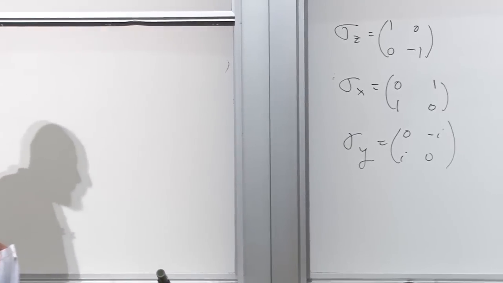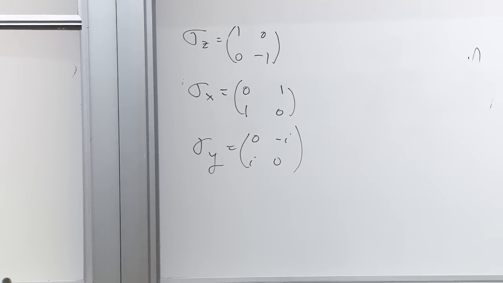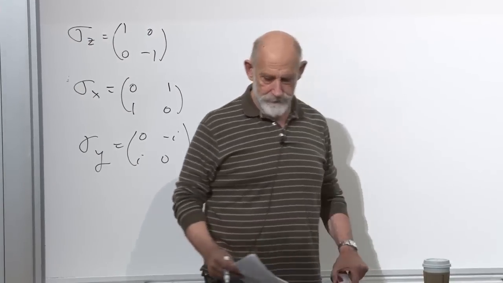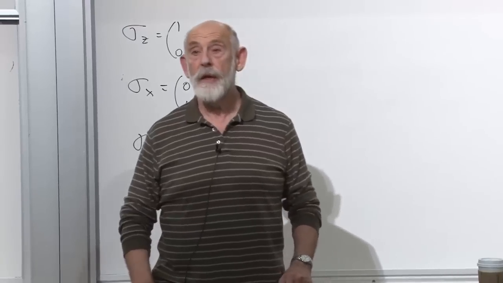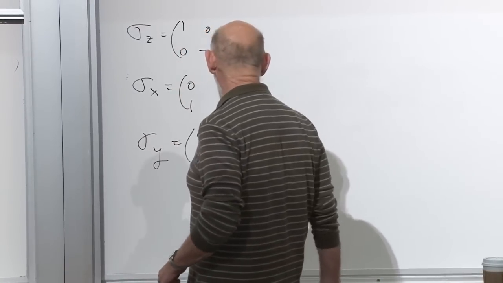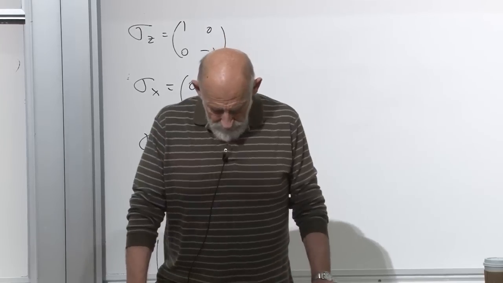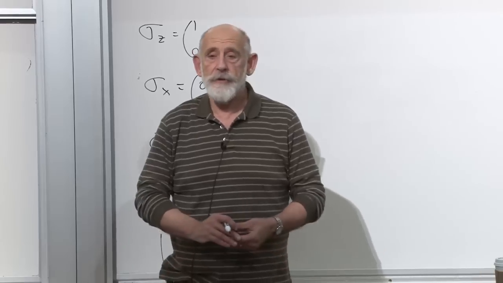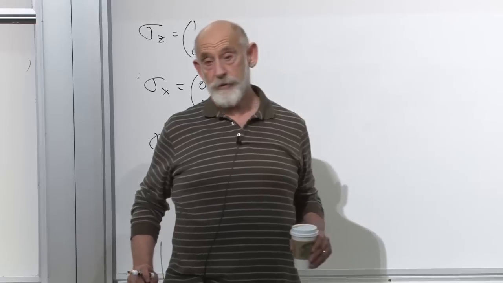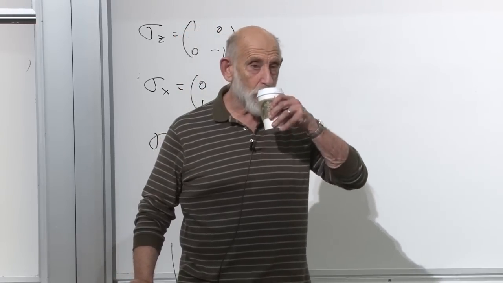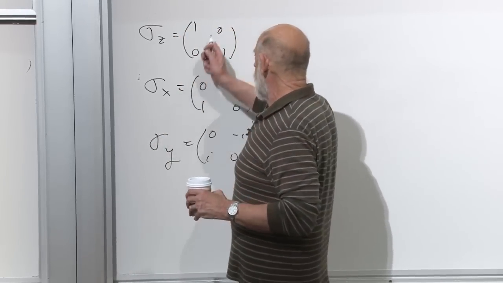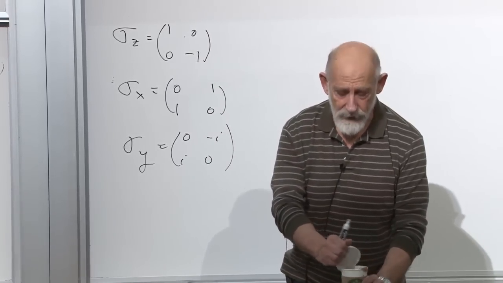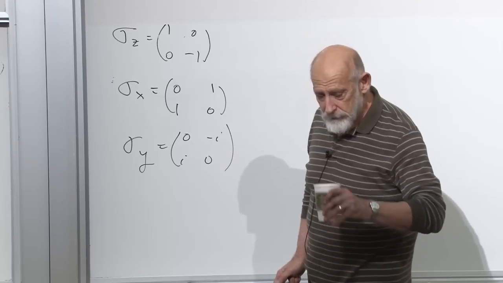There are ambiguities in these. You can rotate them and change them, but nothing important happens. There's no minus in sigma x. All three are Hermitian. If a matrix is Hermitian and its entries are real numbers, it's symmetric. That's sigma z and sigma x. If a matrix is Hermitian and imaginary, it must be antisymmetric. So that's sigma y.